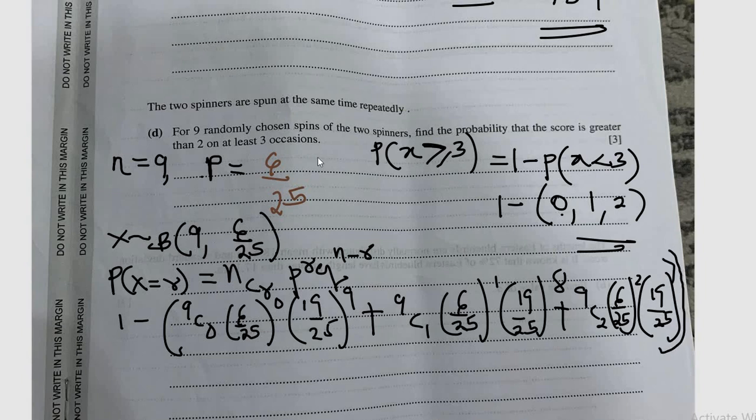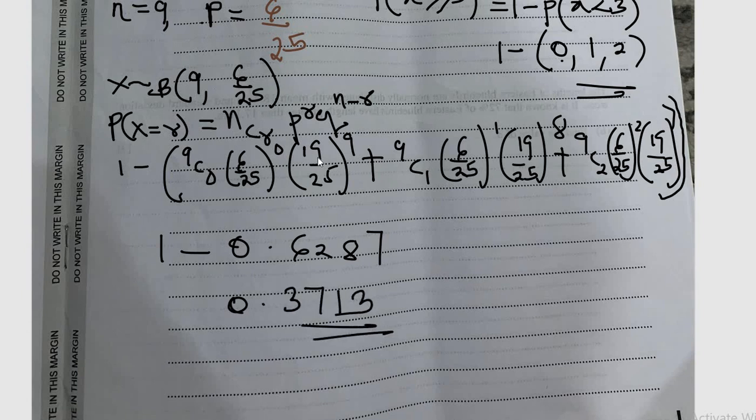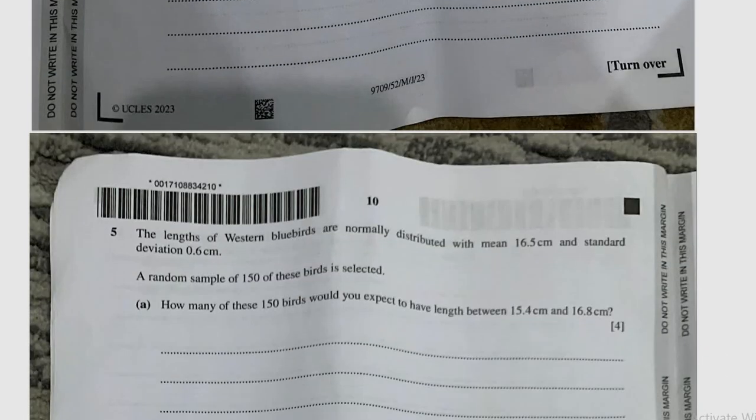So do your maths. Then we have the answer, 1 minus all this one in the bracket gives 0.6287. So then we have 0.3713. That's the answer. I believe we got it right. Now, number 5.